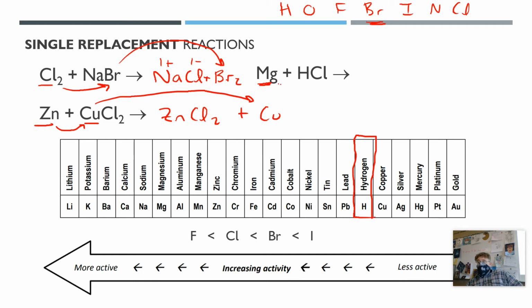Magnesium actually wants to displace hydrogen from hydrochloric acid, or HCl. So there's hydrogen. So where's our magnesium at? Magnesium is up here. So can magnesium kick out hydrogen? The answer is yes. Magnesium can kick out hydrogen. So what are we left with? We're going to have MgCl, and hydrogen is the one that got kicked out.